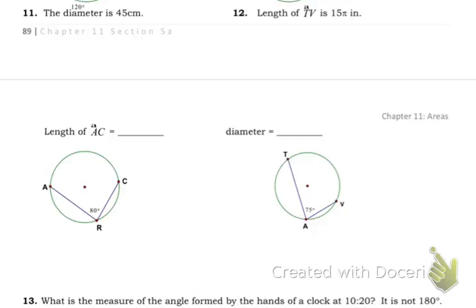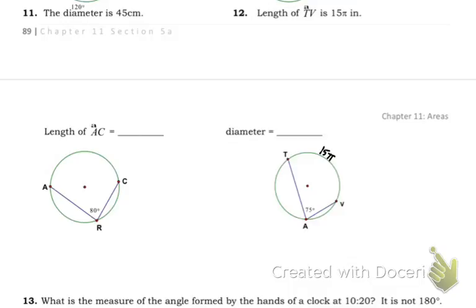All right, number 12. The big thing about number 12 is we have a length of 15 pi. That was the trick to this one. So we have a length of 15 pi. So from T to V is 15 pi. Some people thought it was a chord. It's not a chord. It's the whole arc. So the length of the arc is 15 pi.